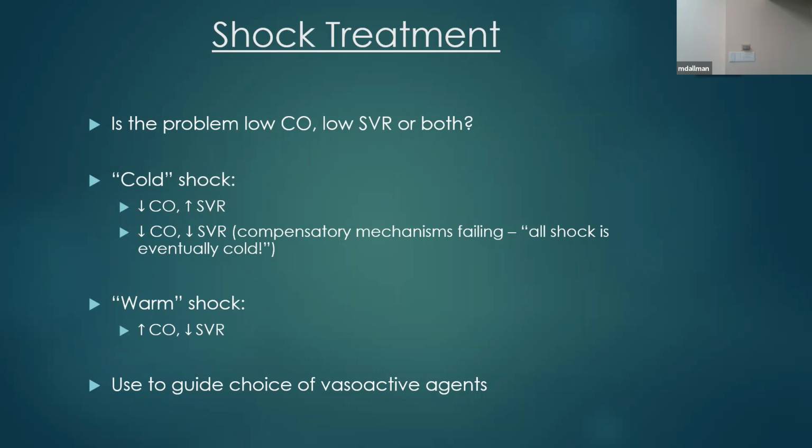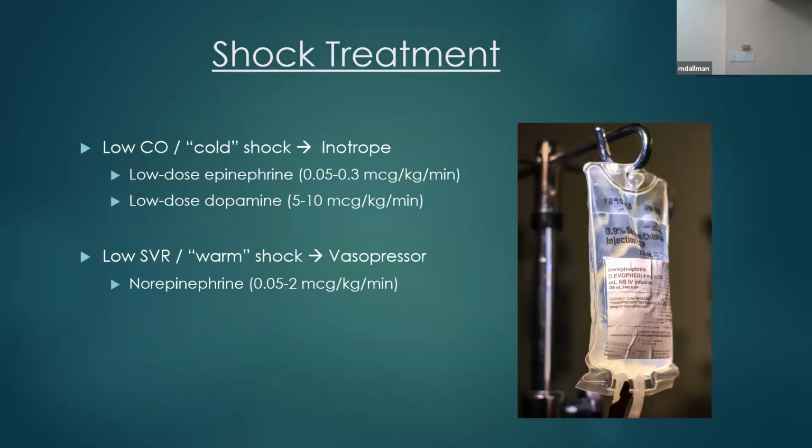Warm shock is more that vasodilated, that high cardiac output, low SVR, bounding pulses, flash cap refill. Why this is important is you use this sort of mental model to figure out what kind of inotropic or vasopressor, what kind of vasoactive support. So if you have a low cardiac output and a cold shock that's refractory to fluid, you typically start with an inotrope. The prototypical one's epinephrine. Okay, dopamine you may see on there too. Low SVR, warm shock, you need a vasopressor.